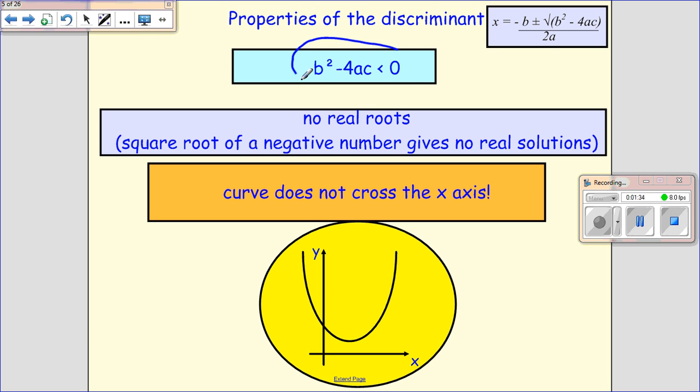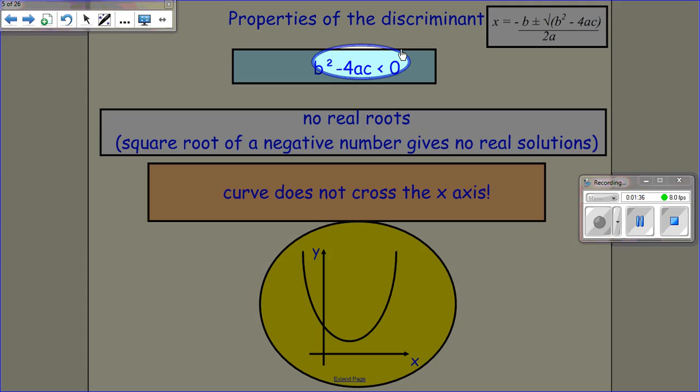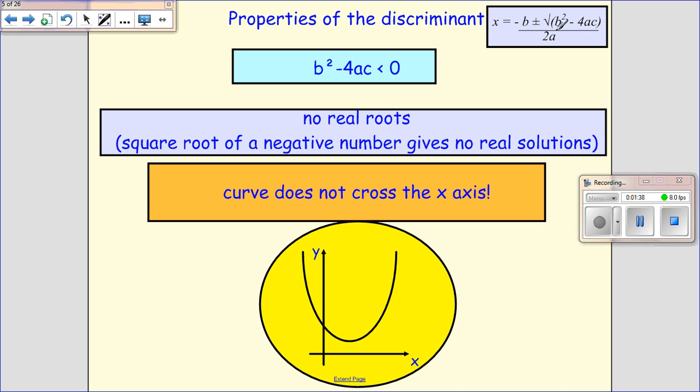Okay, so what if b squared minus 4ac is smaller than 0? Looking up here, we then have the square root of a negative number, and we can't get the square root of a negative number and get a real solution. So there'll be no real roots. This tells us there's no places that our curve crosses the x-axis.